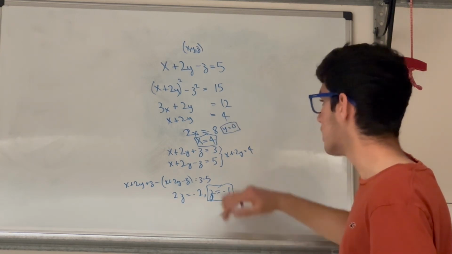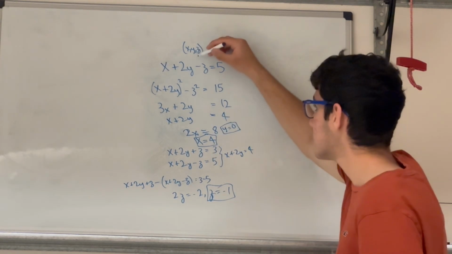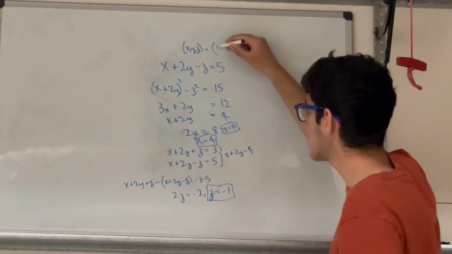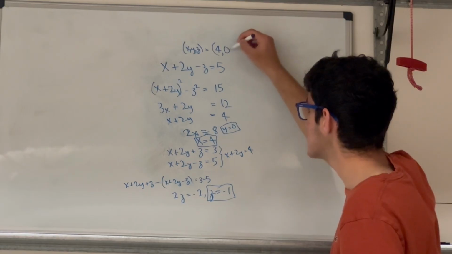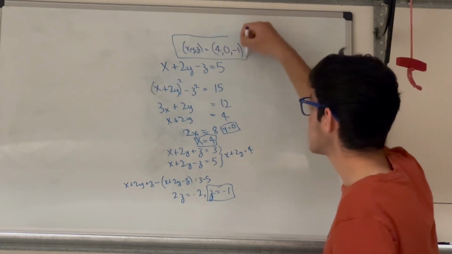Just like that, we're done. Remember, they're asking for x comma y comma z. They're asking for that ordered pair. So we can just write right over here. Make sure you get the order right. X is 4, y is 0, z is negative 1. So that's it. That's our final answer.